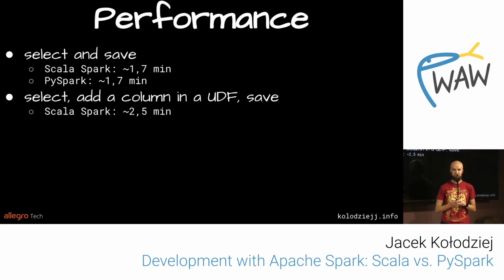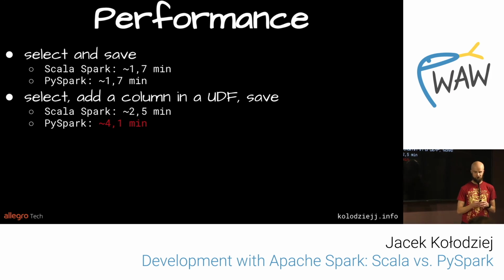Okay, so let's see some differences. I've modified this job, and I'm adding a column using a UDF. For Scala, this code took like 2.5 minutes, and in Python it took over 4. Okay, so clearly adding a column with a UDF in PySpark takes more time. And if your use case is exactly this, it is very useful information.